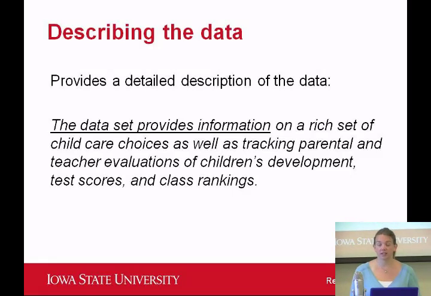Okay, our next step here is describing the data. This step functions to provide a detailed description of what your data are. You might also use this step to elaborate on relevant characteristics, so particular things that would be really important for the purposes of your study, and can include physical or abstract qualities and quantities. So, for example, here we've got: the data set provides information on a rich set of childcare choices, as well as tracking parental and teacher evaluations of children's development, test scores, and class rankings. So we've got a description of all the things that are included inside this data set. And you can see that we've got things that could be more quantitative, test scores, class rankings, as well as more qualitative and abstract things, the child development, perhaps, child care choices. These things could be either quantitative or qualitative, depending on the data.